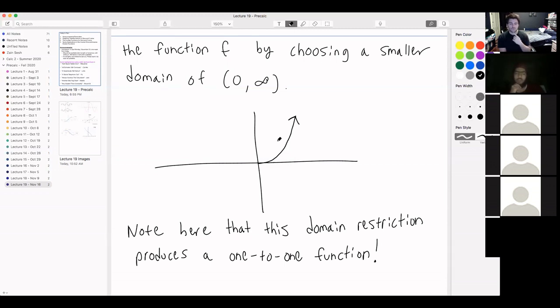Is that the only domain you can restrict it to, 0 to infinity? No, no, no. You can restrict it to anything you want. I could have restricted this from 3 to 5 or from 2 to infinity. You can restrict it to anything that's a subset of the function's original domain.